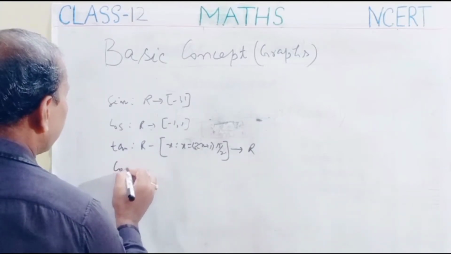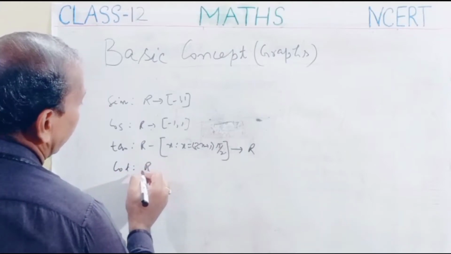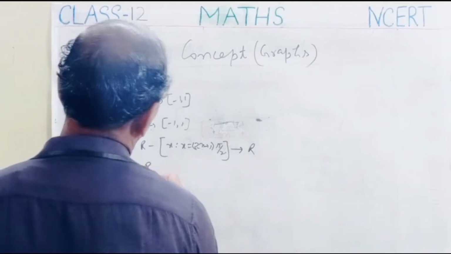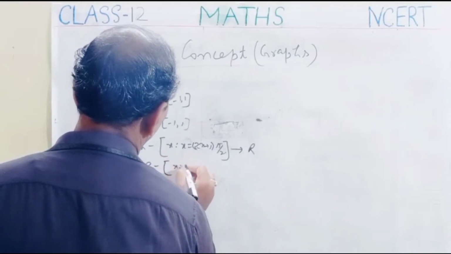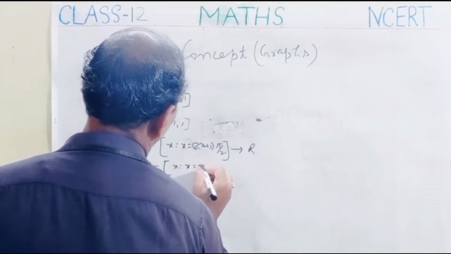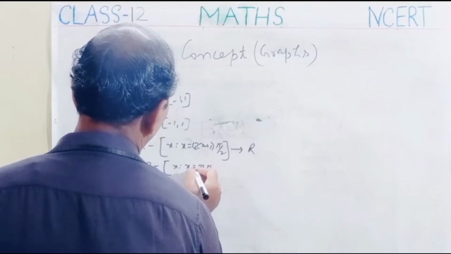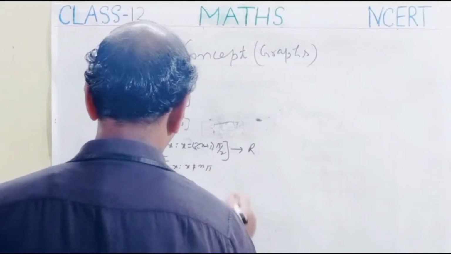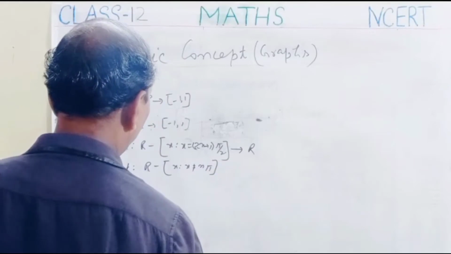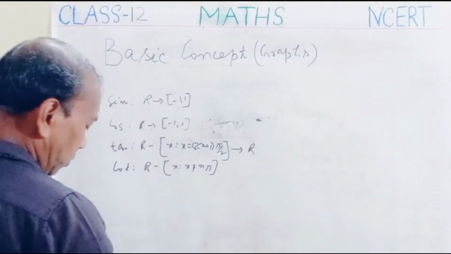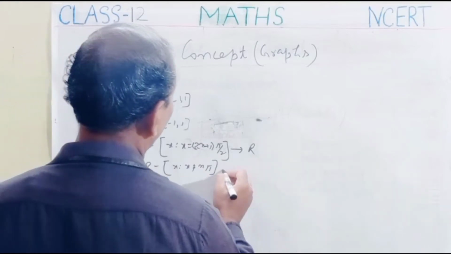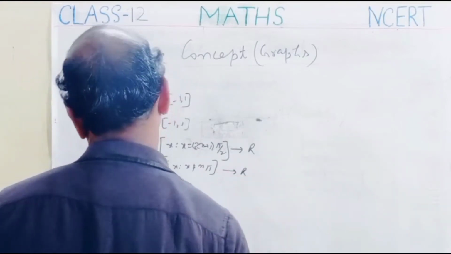In the cot case, the range will be real, but x, where x is equal to n pi, will not be included. So obviously its value is also in the real numbers.